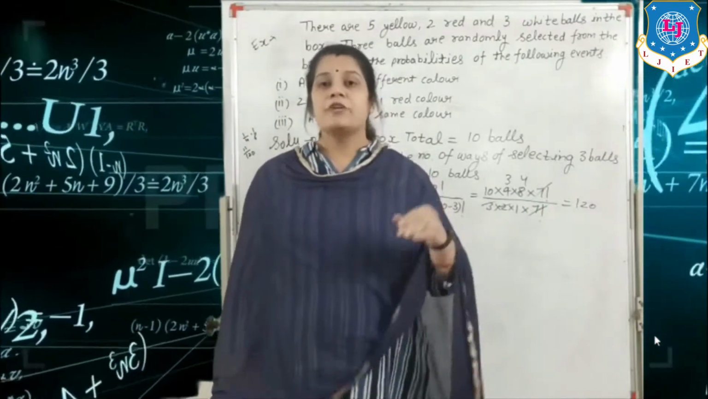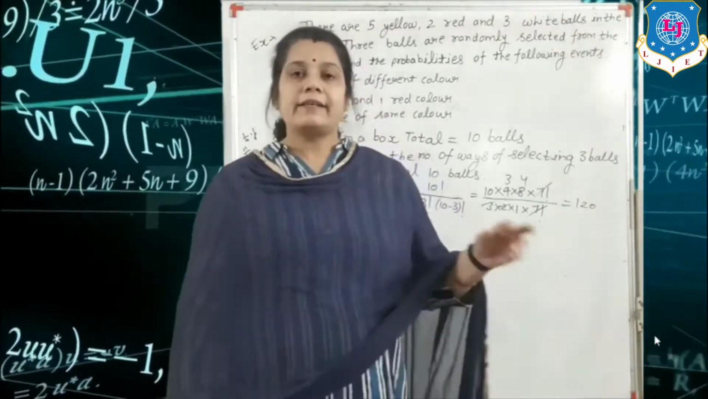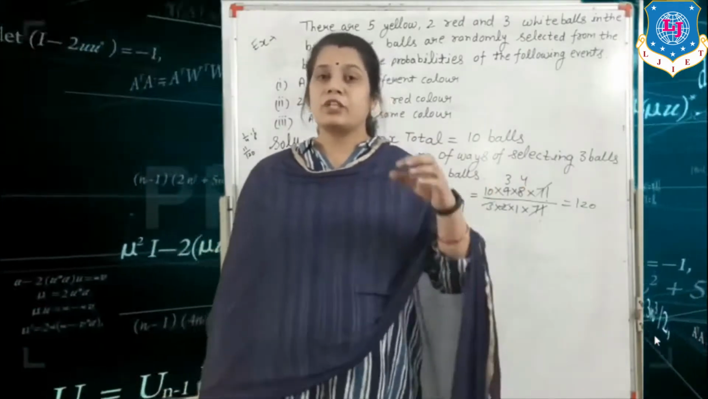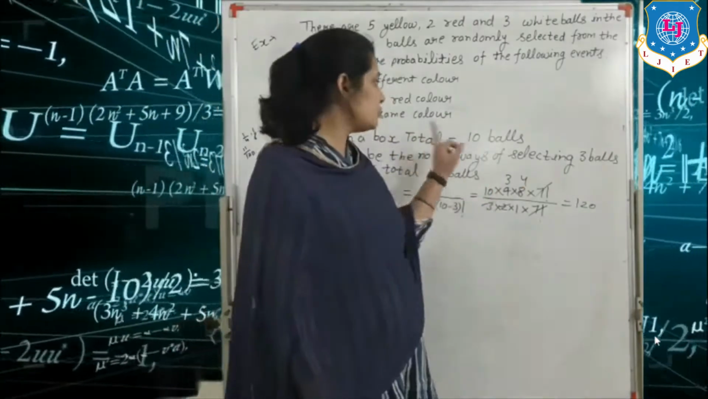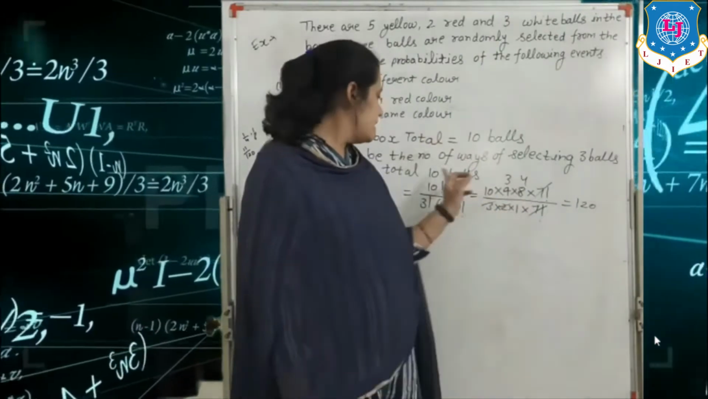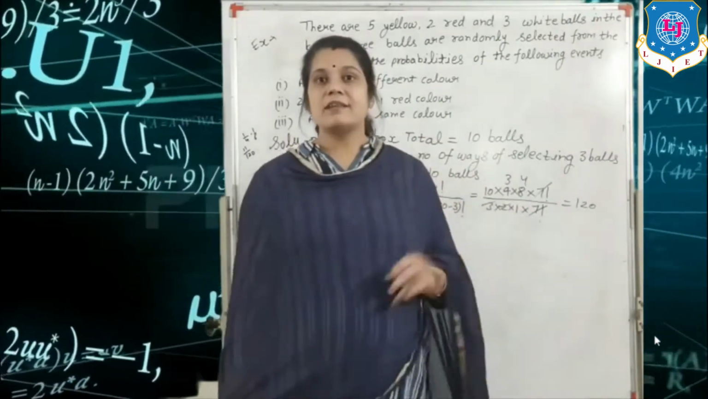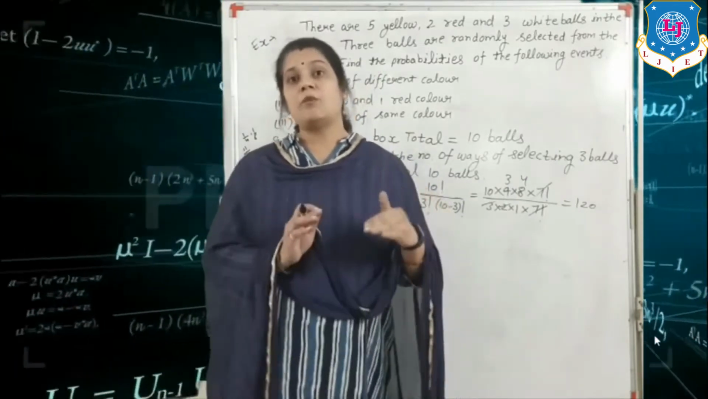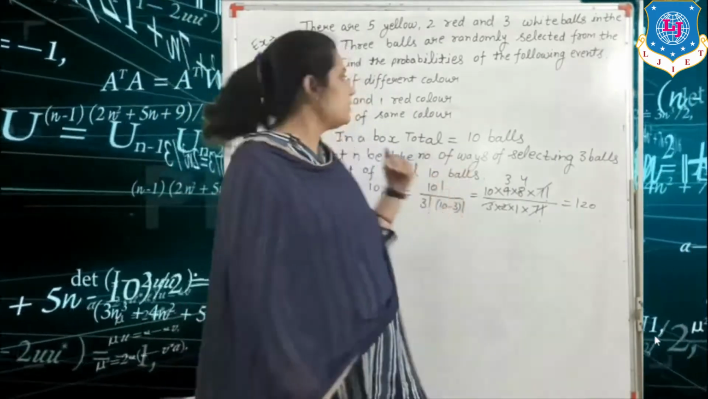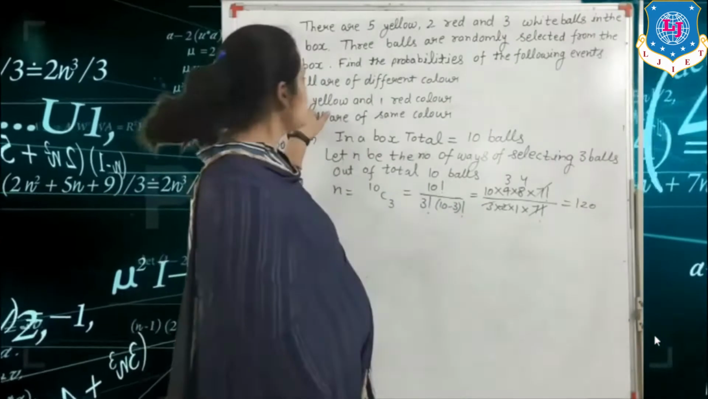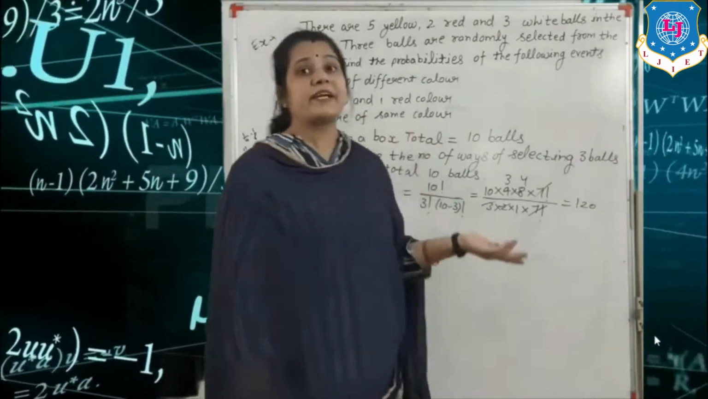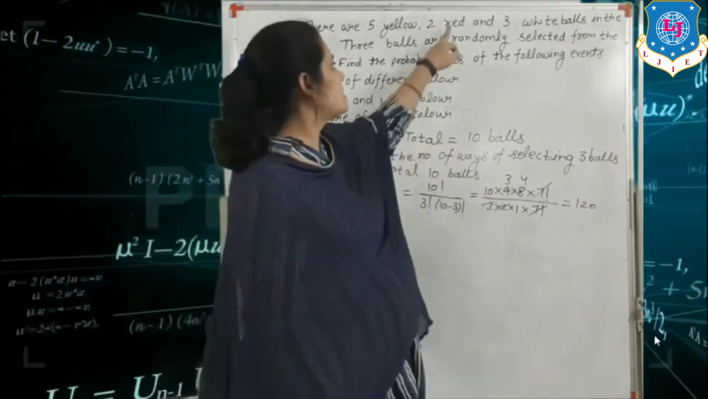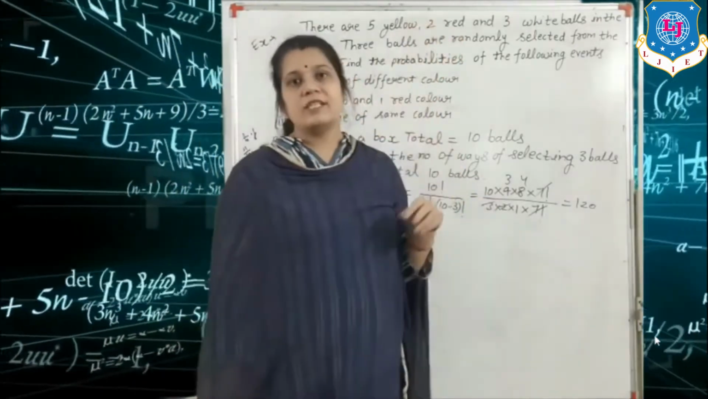That means we have a total of 10 balls and randomly select 3 balls. So the number of ways of selecting 3 balls out of 10 is 10C3, which is 120. First we found the total possible outcomes. Number 1 is that all are of different colors, that means one ball is white, one ball is red and one ball is yellow.